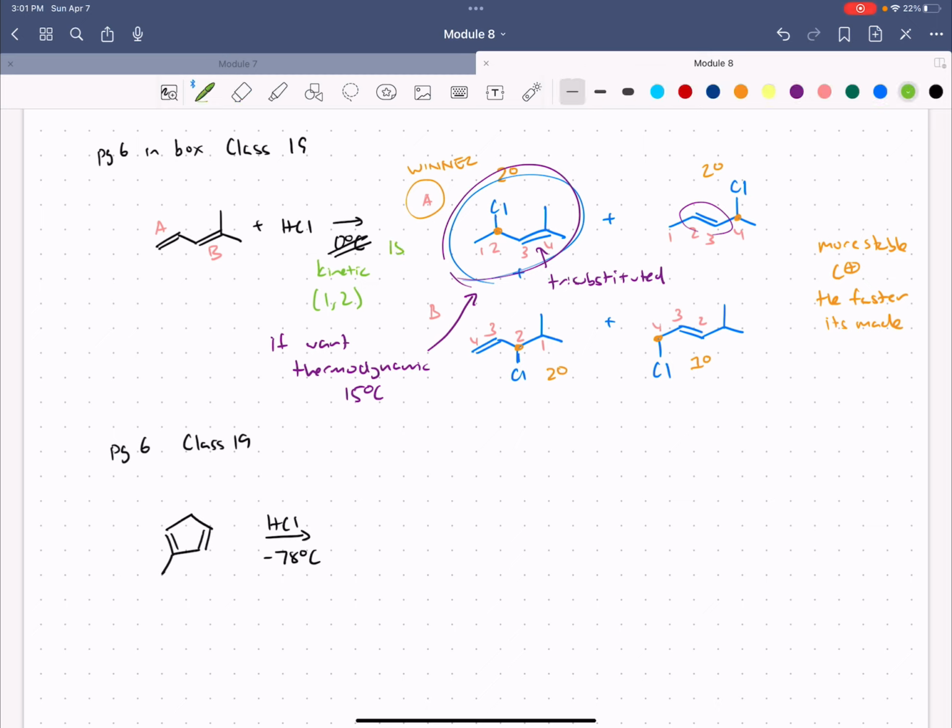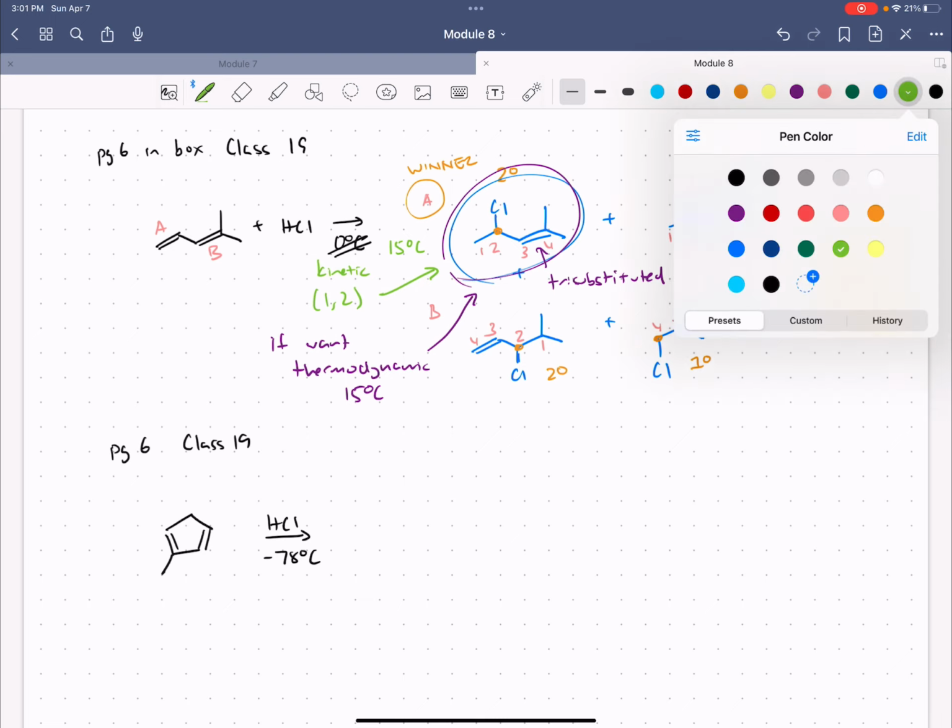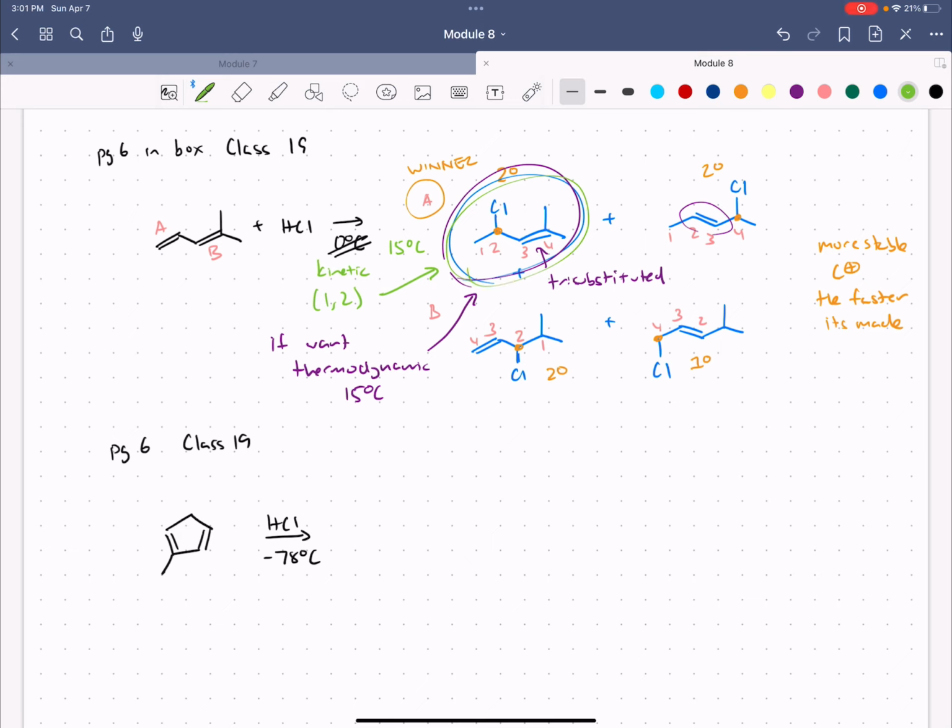My apologies, I didn't realize that I said 0 was thermodynamic on the handout. It's not. We'll say 0 is the border, and I'll make it very clear. I'll pick a number that's either above 0 or below 0. In this case, it didn't matter because the kinetic and thermodynamic are identical. They're both this molecule right here. Okay, circled in green and purple.